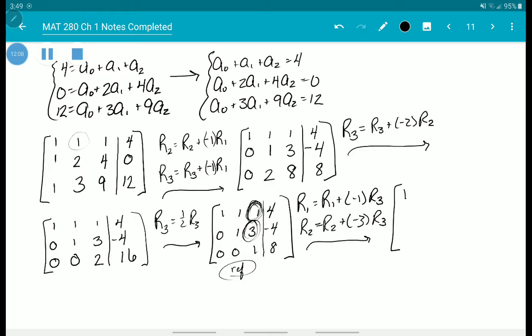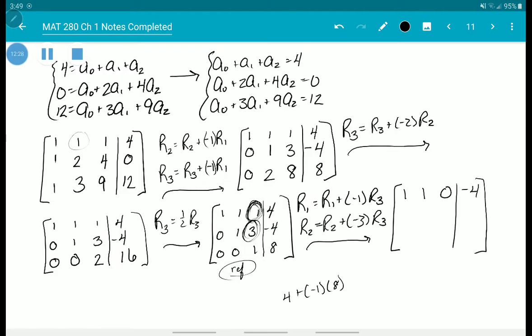1 plus -1 times 0 is still a 1. 1 plus -1 times 1 is a 0. 4 plus -1 times 8 is a -4.